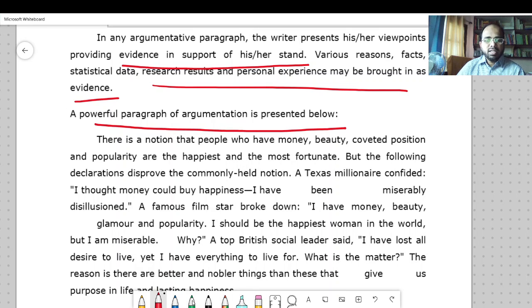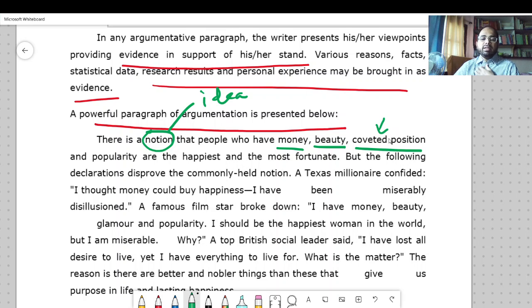There is a notion that, notion என்ன, ஐடியா, என்ன நினைச்சிட்டு இருக்கோம் அப்படின்னாங்க இல்லையா. There is a notion that people who have money, beauty, coveted position, பணமும் இருக்கு, அழகு இருக்கு, coveted position இருக்கு. Coveted னா என்ன, நல்லா அச்சீவ் பண்ணிட்டு இருக்கக்கூடிய ஒரு பொசிஷன், பாப்புலாரிட்டியும் இருக்கு, are the happiest and the most fortunate. But the following declaration disputes the commonly held notion.